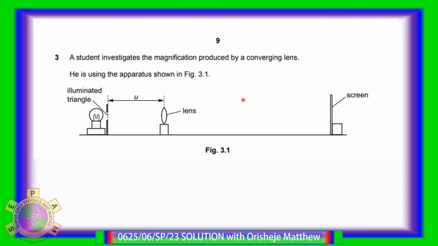Most times when you have a magnifier, the object is said to be magnified. The image is magnified if the image distance is higher than the object distance, you have a magnified image. And then if the image distance is shorter than the object distance, you have a diminished image. That is, the image will be smaller than the object. So let's look at the experiment.